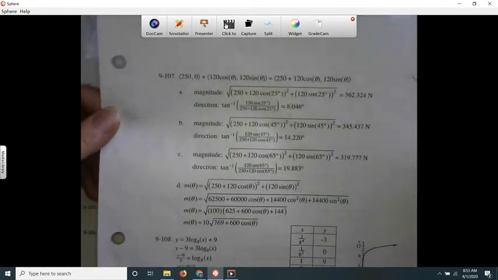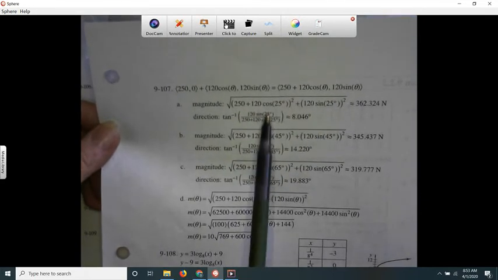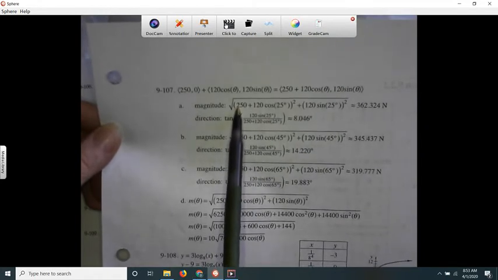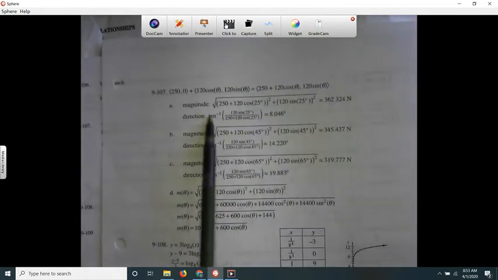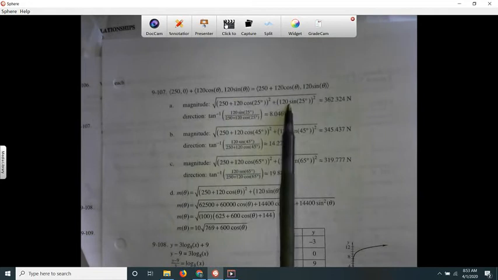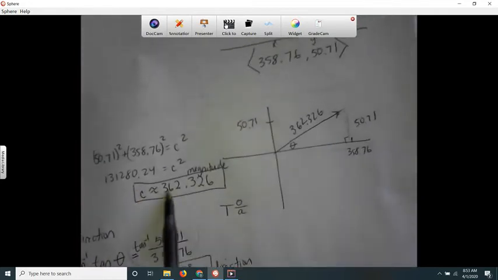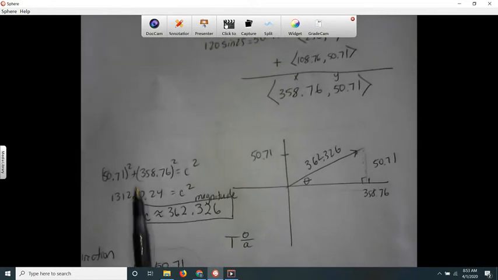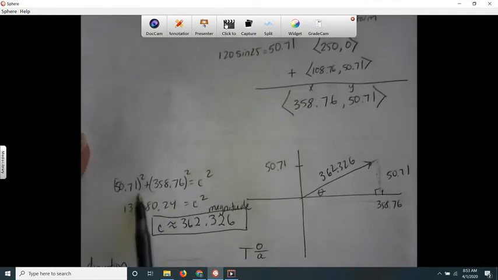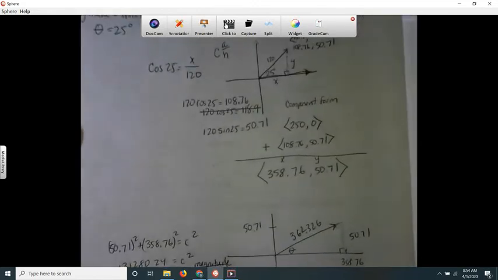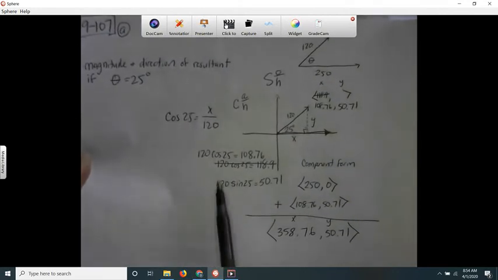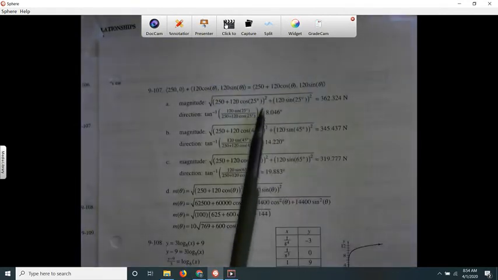So I'm going to refer to the worked out solution manual that you have and see if we can make sense of it. So this is all that work that we did, that I showed you exactly where all this stuff came from. This was the magnitude. Remember, we got it from a squared plus b squared equals c squared. So where did the a and b come from? The 50.71 came from 120 times sine of 25, didn't it? See, they're just showing it.